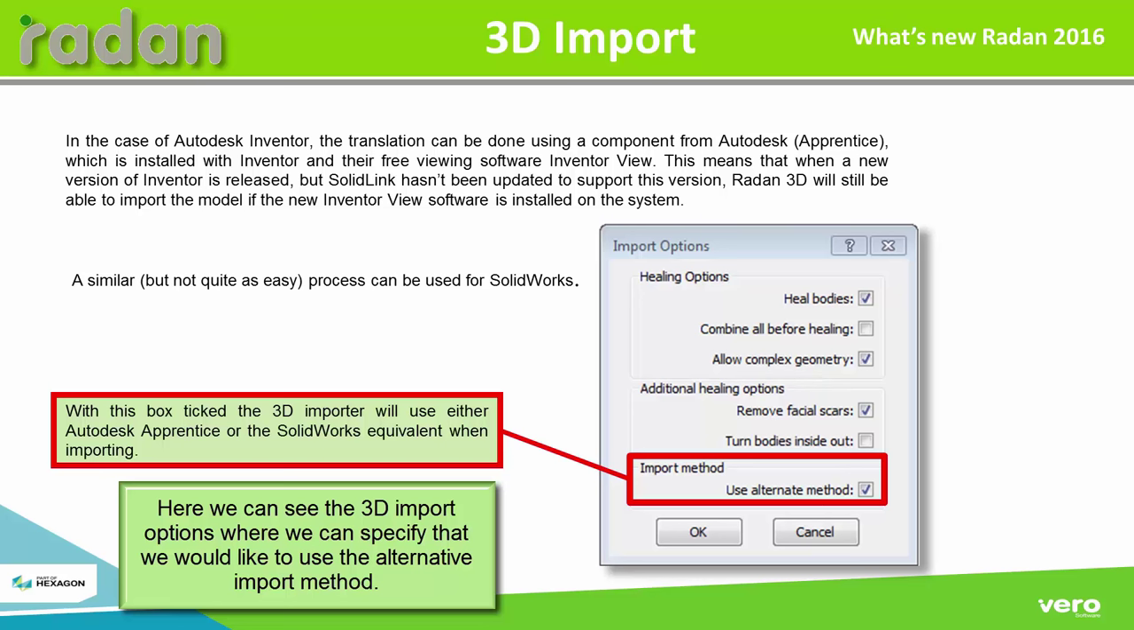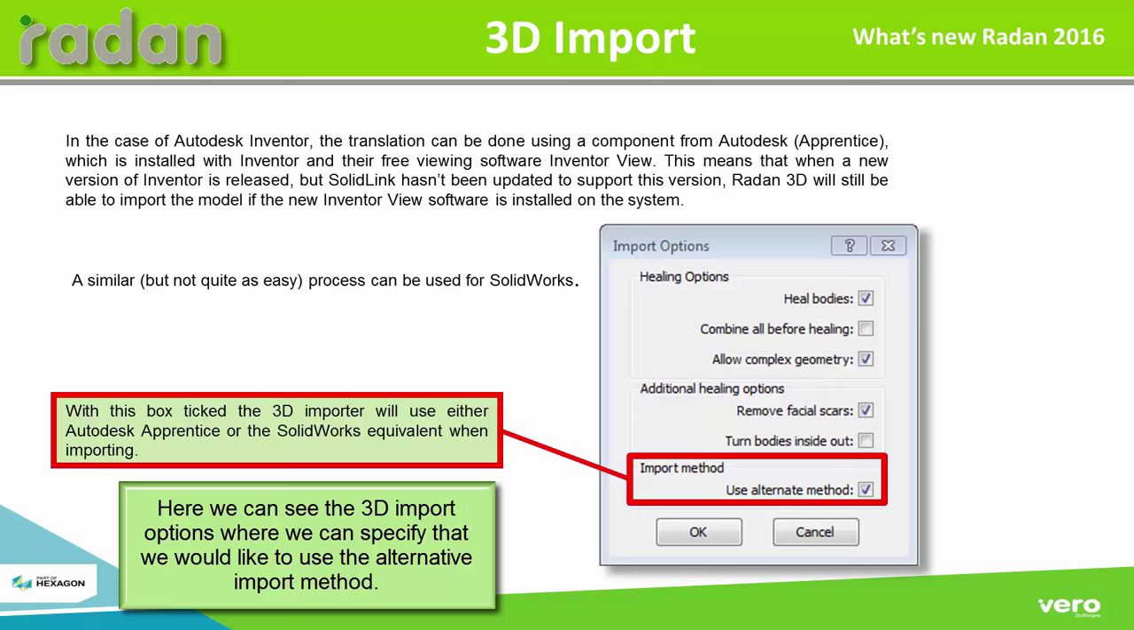In the case of Autodesk Inventor, the translation can be done using a component from Autodesk Apprentice, which is installed with Inventor and their free viewing software, Inventor View. This means that when a new version of Inventor is released, but SolidLink hasn't been updated to support this version, Radan 3D will still be able to import the model if the new Inventor View software is installed on the system. A similar process can be used for SolidWorks.